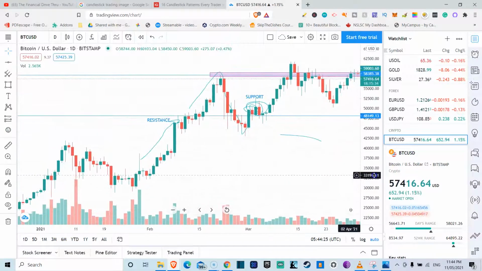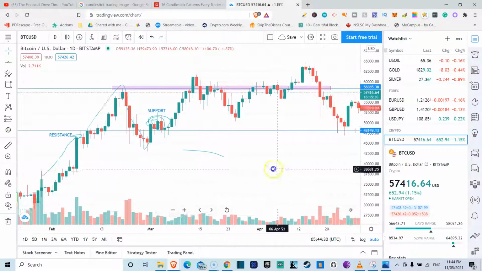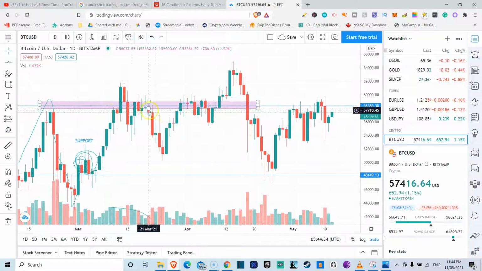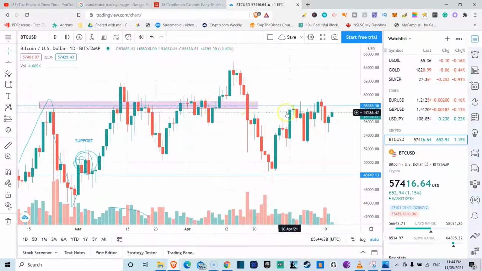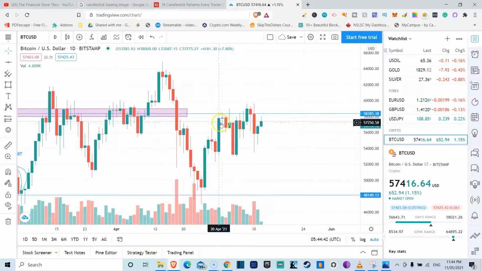Now remember, we're just looking at this section of the screen when we drew that line, but look at what happens when we shift it this way. You can see that that resistance line still has a lot of action going in, and even in this new section over here, we can see that the wicks and the candlesticks are coming and they're touching and respecting that line.